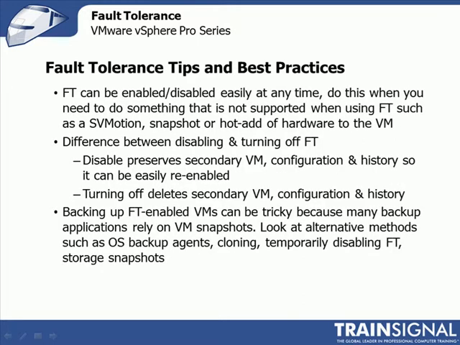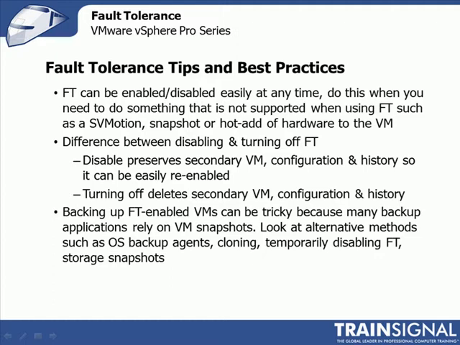Fault tolerance can be enabled and disabled easily at any time. Often this is necessary when you need to do something that's not supported when using fault tolerance, such as storage vMotion, snapshots, or hot add of hardware to the VM. In addition, if there are specific time periods where the availability of your VM is critical, such as when a monthly process is running, you can enable it for that time frame to ensure it stays up while the process is running, and disable it afterwards.